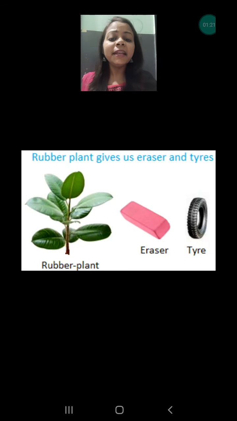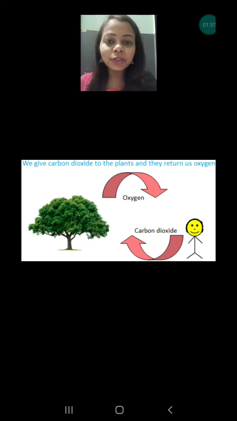Next, we are using an eraser. Whenever we make a mistake, we erase with the eraser. Now how do we get the eraser? We are getting the eraser from the plant. Tires are also made of rubber, which is obtained from the rubber plant. And mostly we depend on the plant for the oxygen that we breathe in. Without oxygen we cannot survive, and that is the most important thing we are getting from the plant. So if the plant were not there, then definitely life could not exist in this world.